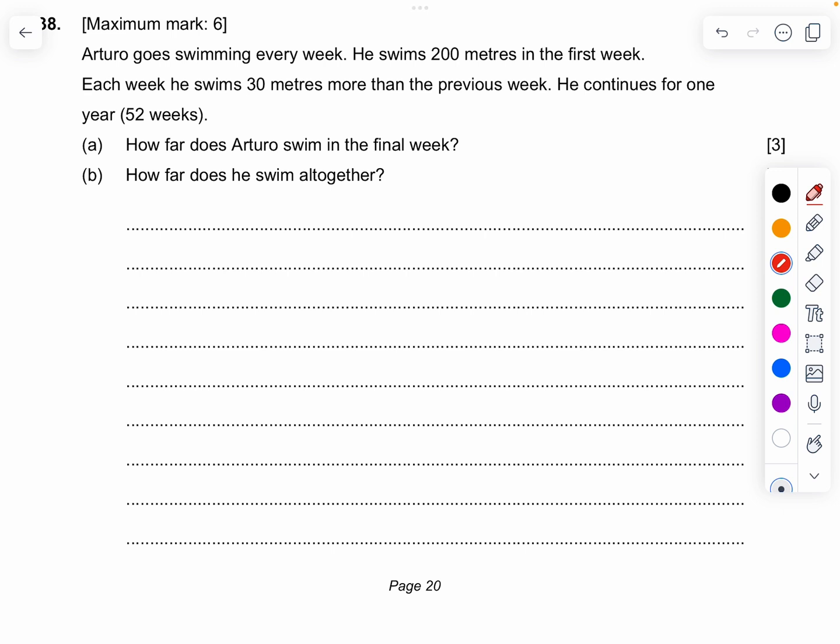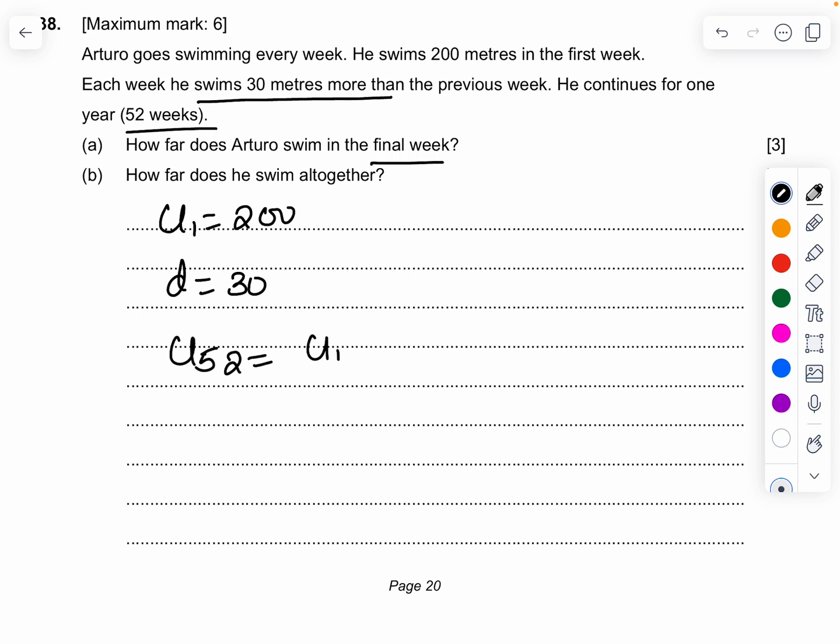Question number 38. Arturo goes swimming every week. He swims 200 meters in the first week. So u1 equals 200. Each week he swims 30 meters more than the week before. So the common difference is 30. He continues for 52 weeks. How much did he swim in the final week? It means he's asking for the 52nd week, which is u1 plus 51d. So that is 200 plus 51 times 30, which is nothing but what? 1730.